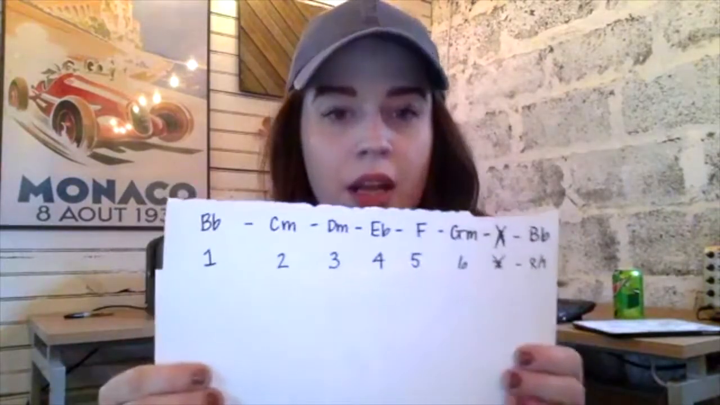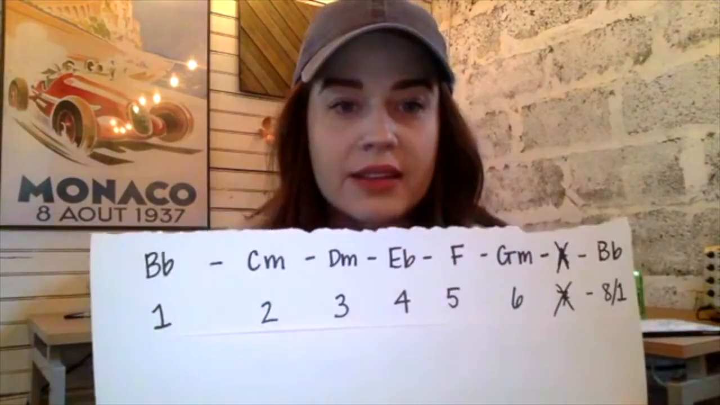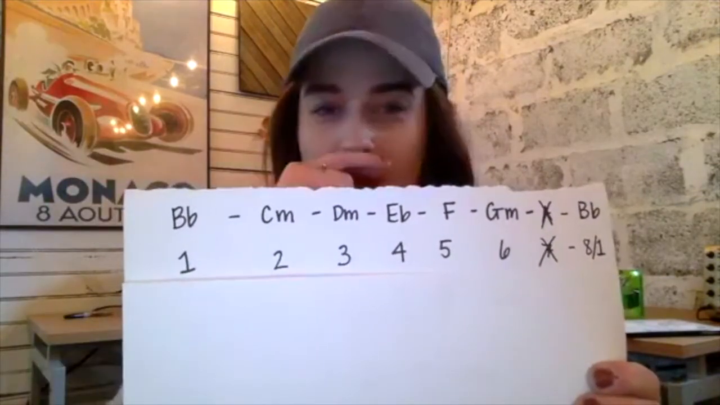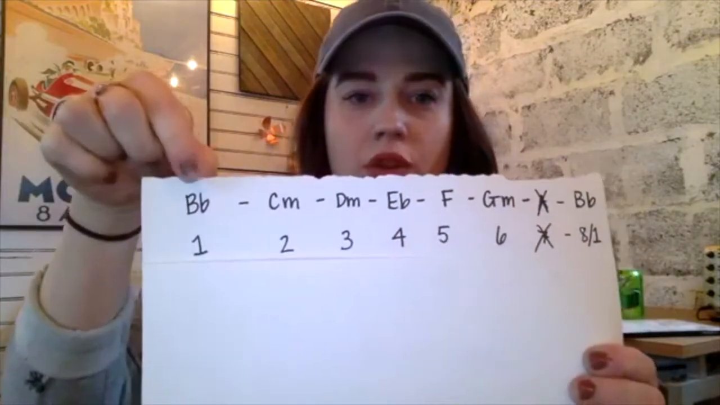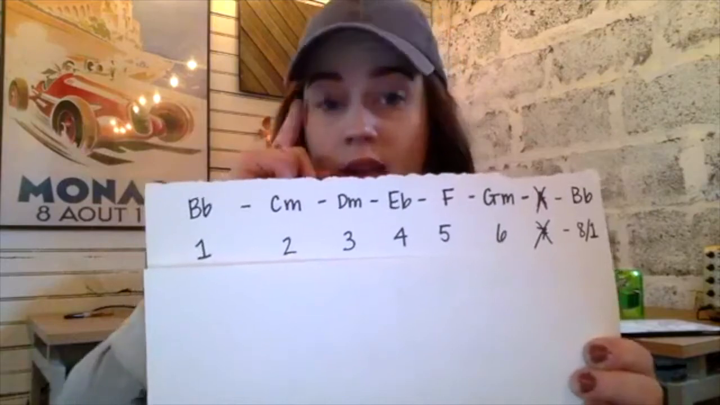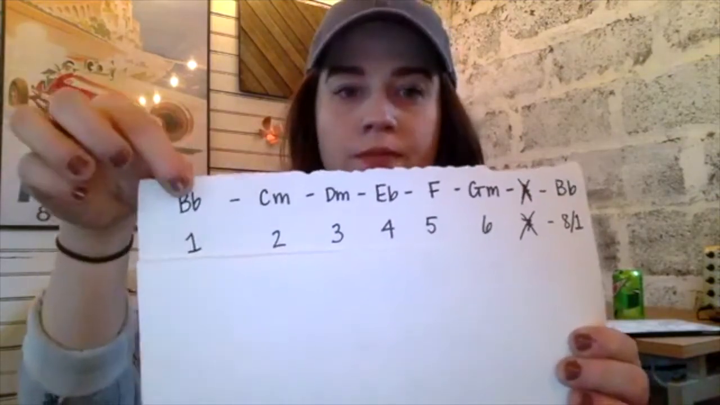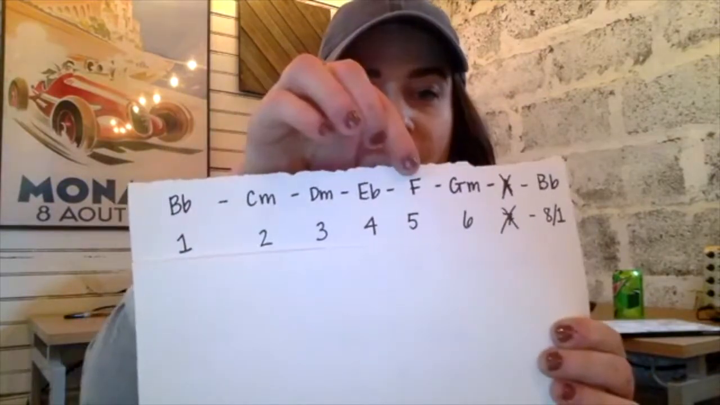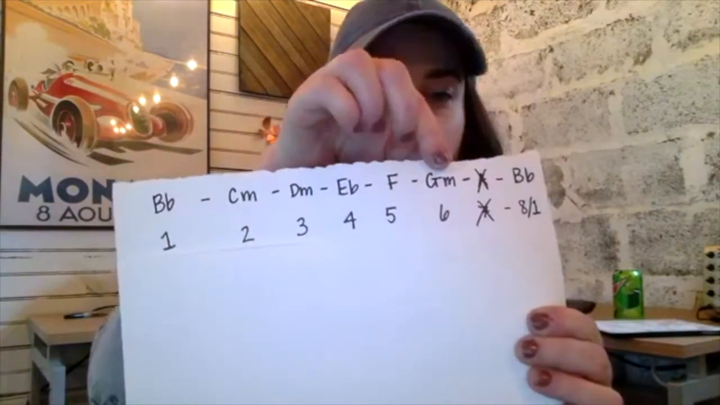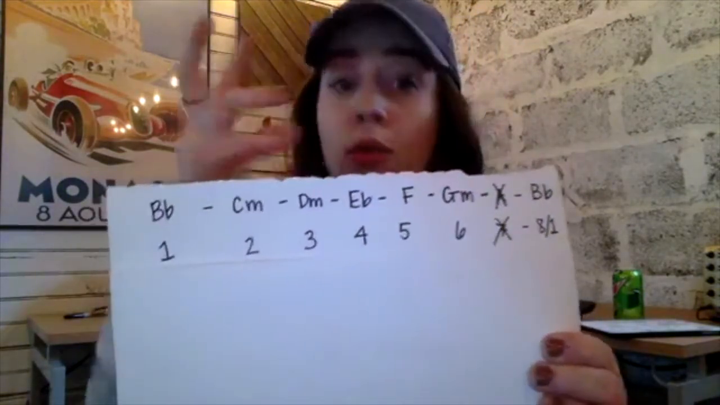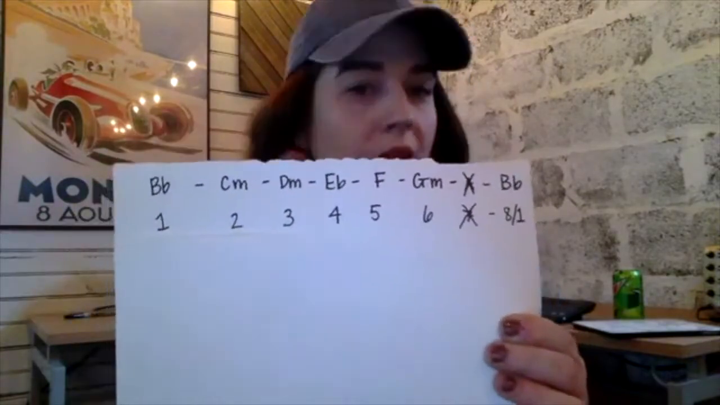Okay, so let's take the key of B flat again. B flat has the 1, and again, you have to know the scales, like the whole half thing. So B flat is the 1 in the key of B flat, right? So that's your root chord. So again, 2s and 3s are minors, 4 and 5 are majors, 6 is minor, 7 is diminished, and then you come back to the 8 or the 1. You just circle back to the 1, okay?